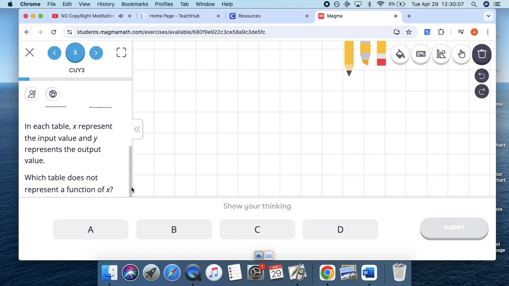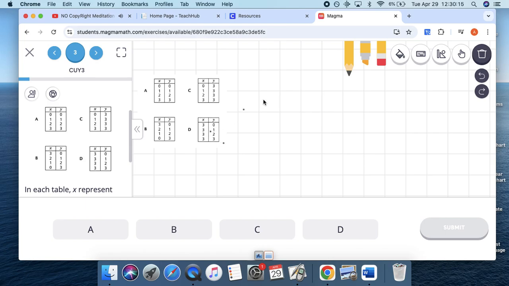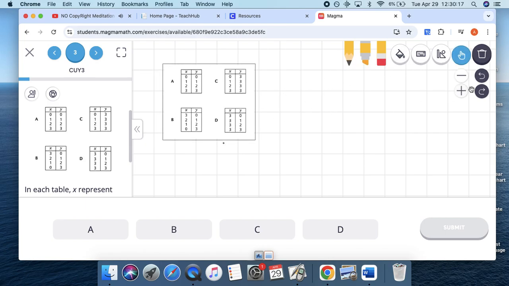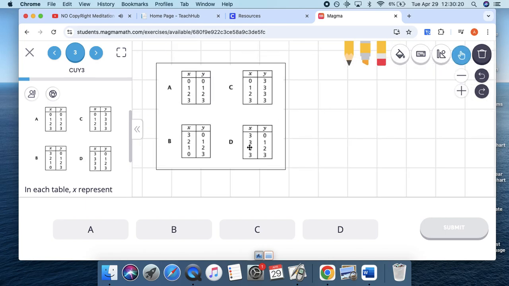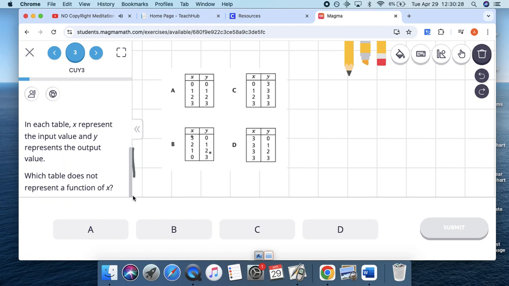Which table does not represent a function? Well, same thing as the previous question. So let's see if I can drag this, and I wish I knew how to make that bigger. Maybe I can't. Oh, there you go. Let's look at the first one. What's the question? Which is not a function, okay? First one is a function because every x value has one y value. Let's look at B. B is okay. C is okay, but D is an issue.